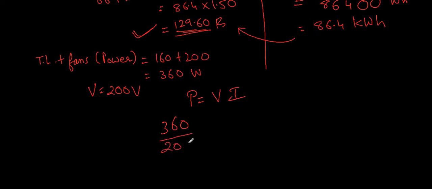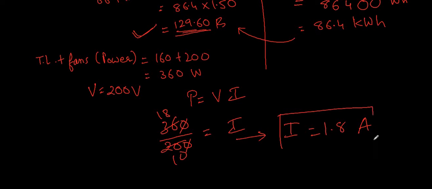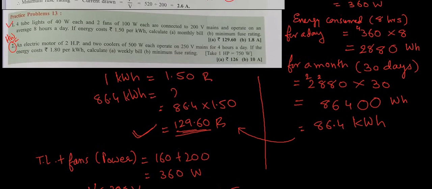360 upon 200 is equal to I. So I comes up to, this one cancels, so it is 1.8 ampere. So you got how I did the sum. It is P is equal to VI. P value is 360, I we have to find out, V value is 200. So I is equal to P upon V. We get I is equal to 1.8 ampere. So this is my answer.